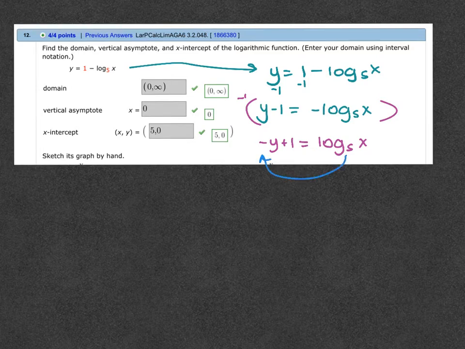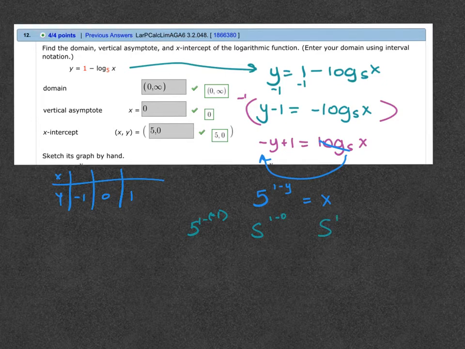The 5 is going to come over and pick this up. So it would be 5 to the, I can rewrite it as 1 minus y, or I could keep it as negative y plus 1. It doesn't matter. Equals, now I've got x on this side. Now comes my t-chart. And again, this is a log, so I'm plugging in for y. I would do 5 to the 1 minus -1, 5 to the 1 minus 0, and 5 to the 1 minus 1.